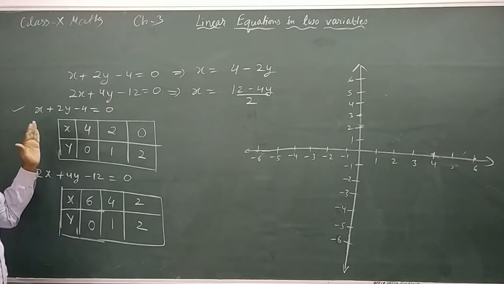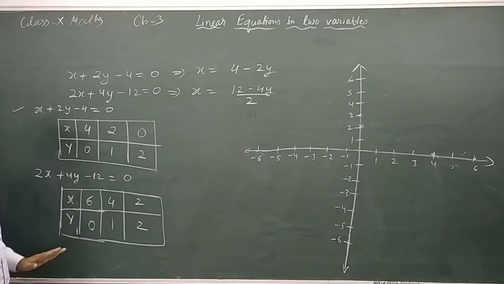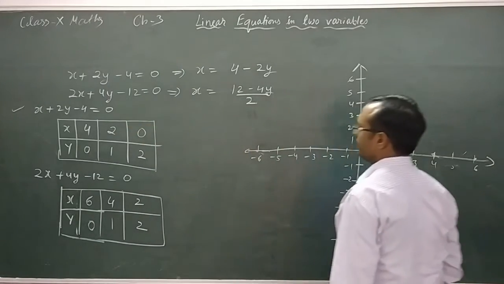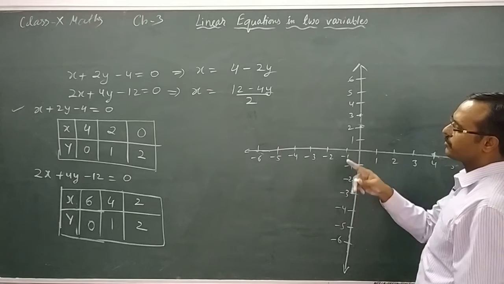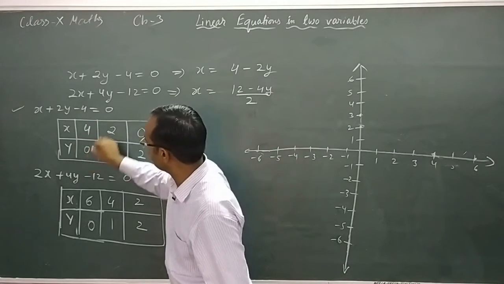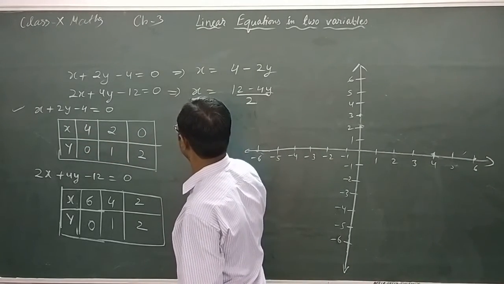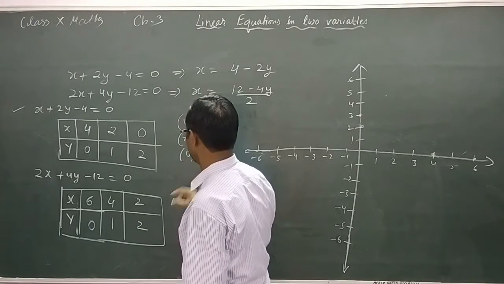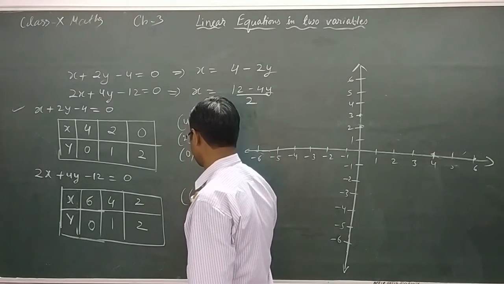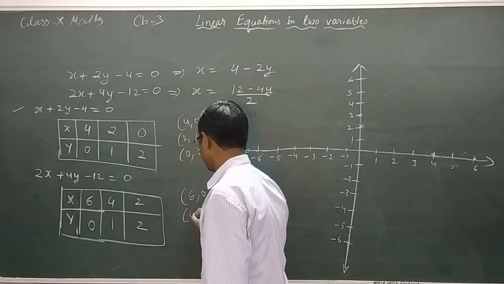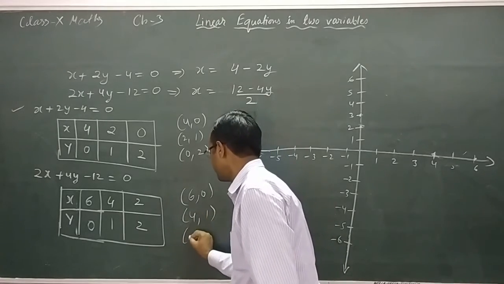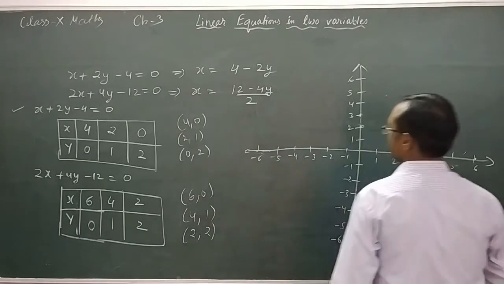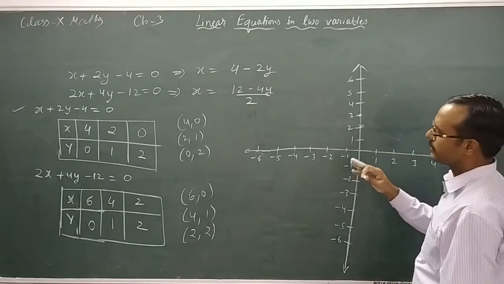Now we will try to plot the graph for these two equations. Coming to the graph, for the first line, the first point is 4, 0, second point is 2, 1, and third point is 0, 2. For the second line, the first point is 6, 0, second point is 4, 1, and third point is 2, 2. So let us plot all of these points on the graph.